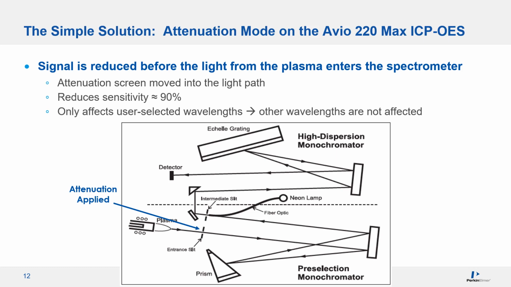The reason for this is that the Avio 220 is a hybrid simultaneous instrument. What this means is it will go to one analyte and acquire the wavelengths for that analyte, as well as all the wavelengths around it, so that the wavelengths that are used for setting the background points, as well as the analytical wavelengths, are acquired at the same time. So when we want to attenuate a signal, we put attenuation mode on for a specific analyte. We do the measurement, take attenuation mode off, move the attenuation screen away, and move on to the next analyte and do the analysis that way.